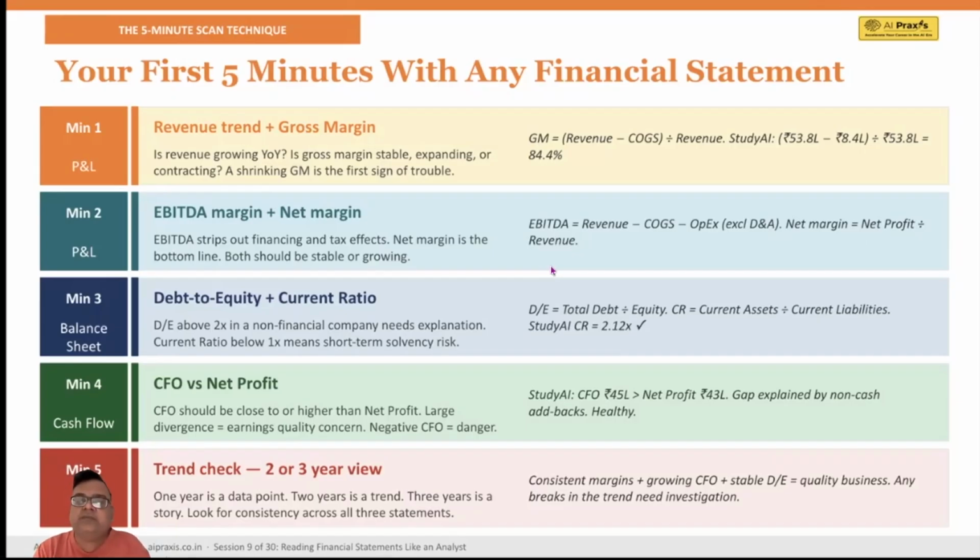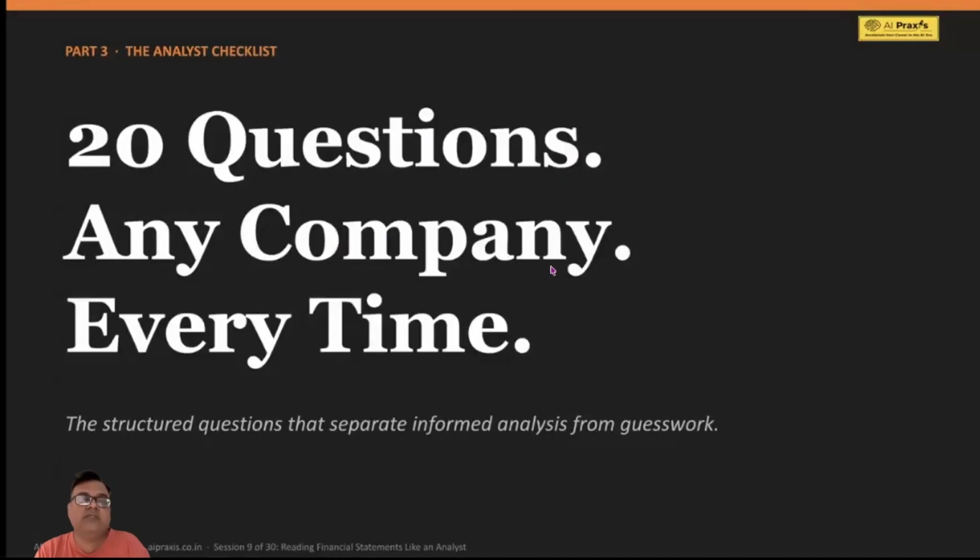So when you see consistent margins, growing cash flow, and stable debt, you're likely looking at a quality business. But if the trend keeps breaking, right, there's where you investigate deeper. Okay. And that's it. So in just 5 minutes, you have already understood most of the company. Everything else is just doing it deeper.